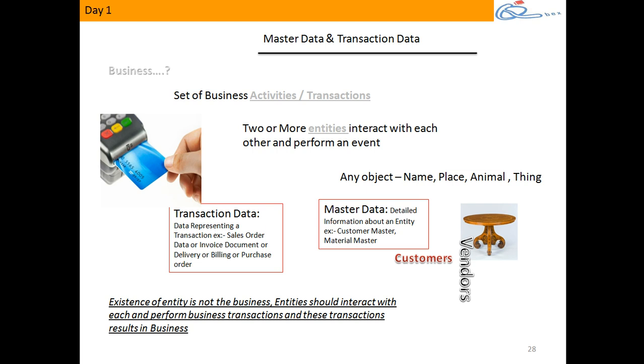Now by looking at this data, do we understand that there is some event? Looking at this data, it is understood that some supplier sold some product to some company. That is a transaction. So if you look at some data which represents an event or a transaction, I call that transaction data. Understood? So do you understand what master data is and what transaction data is?